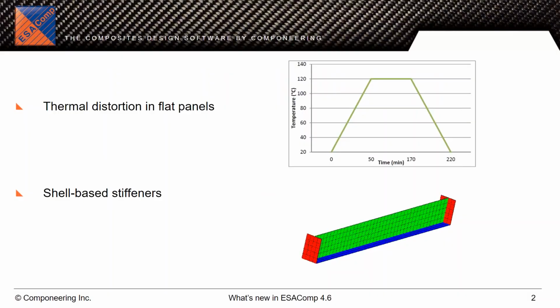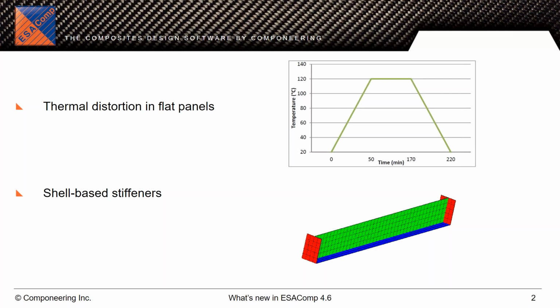The first example shows how the thermal distortion of the fiber metal laminate can be simulated. This is caused by the curing and cooling down processes. The panel load type edge bending is part of the solution in this example.